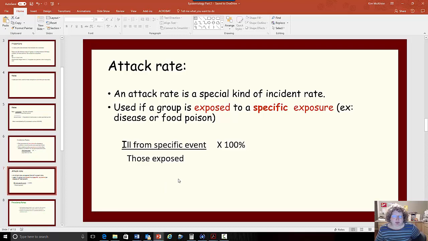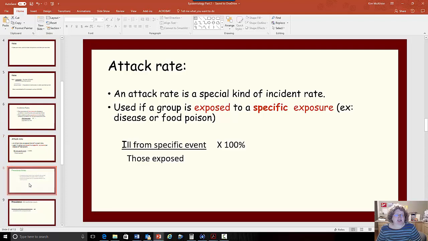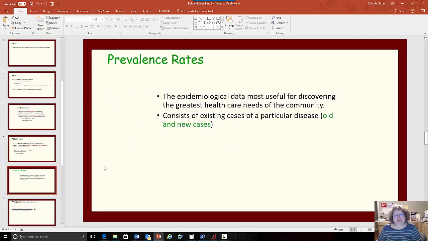Is this condition getting worse? Are we getting this condition under control? Have we identified all the people who have an illness? The attack rate helps us to understand that.